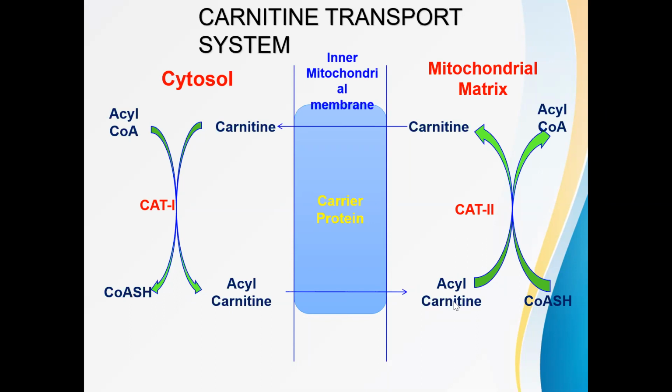I hope you understood here. Acyl carnitine again combines with coenzyme A and is converted into acyl CoA, and then carnitine is released. The released carnitine will get into the cytosol again for reuse. That's how the acyl CoA is transported from cytosol to mitochondrial matrix.